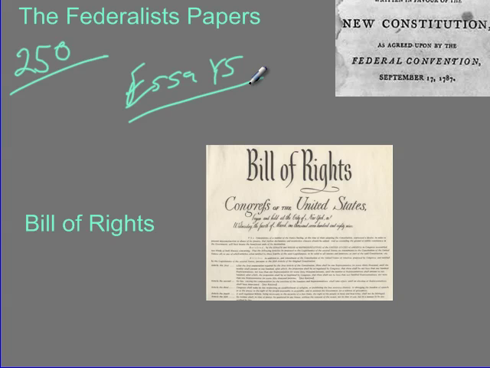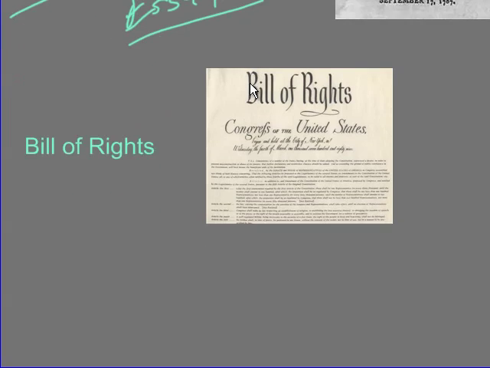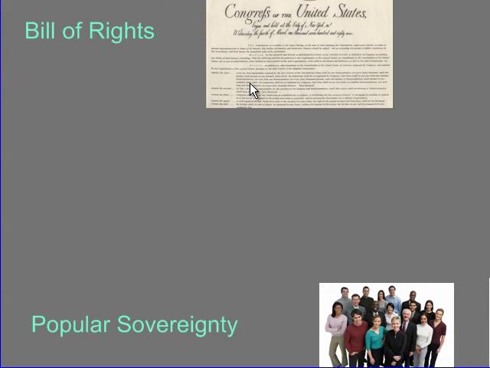So eventually, the states ratify the Constitution, and to get everybody on the same page, James Madison sits down and he writes the Bill of Rights, and you can look at that story on page 253. And basically, it's important because it addresses the concerns of the citizens and the states that were like, hey, there aren't any rights written down.